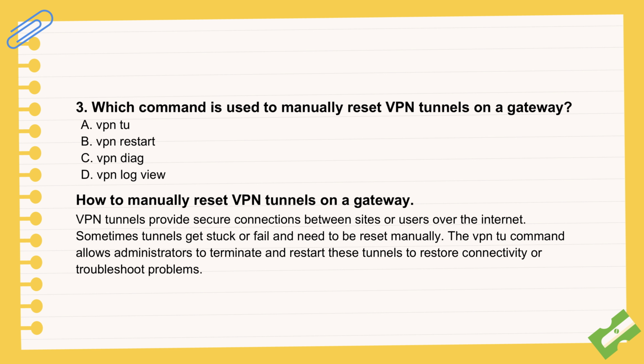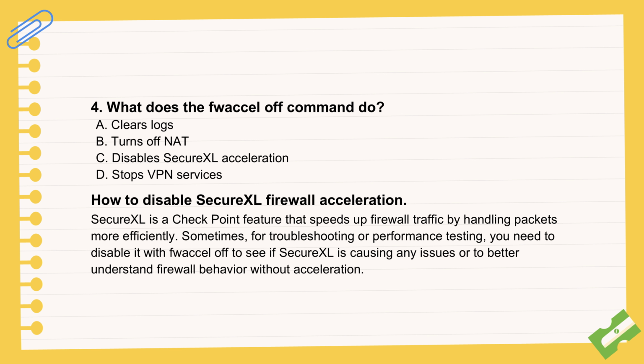Right, the old reset trick. Makes sense for a stuck connection. Now this next one: fw accel off. This sounds totally counterintuitive. What's SecureXL again, and why on earth would you turn off something that's meant to speed things up? That seems backwards, doesn't it?